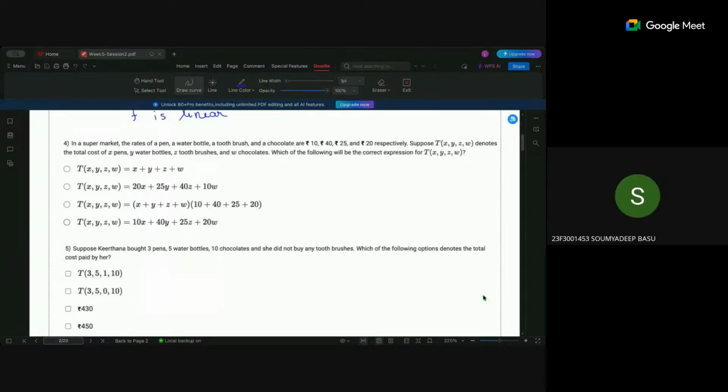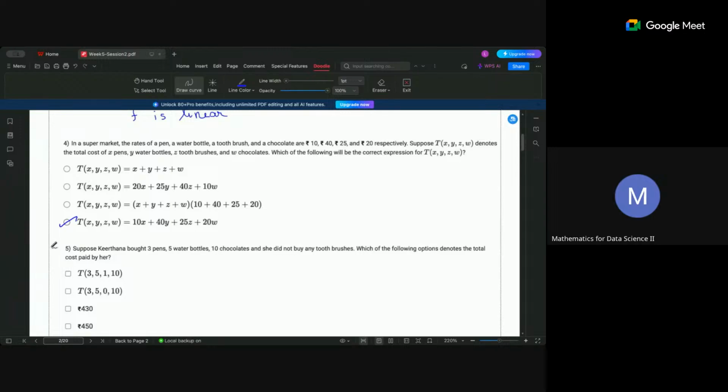Yes, option D, obviously. All of you can see why D is the correct option. For example, if someone is buying one pen, two water bottles, three toothbrushes and one chocolate, then you have to put 10 times 1, 40 times 2, 25 times 3, and 20 times 1, something like that. So this is the correct formula. Good. What about the fifth question?